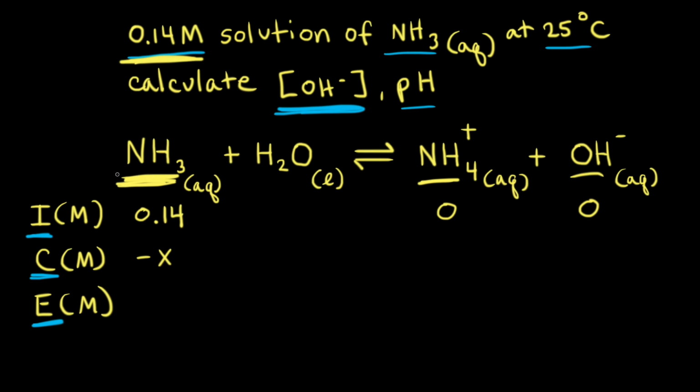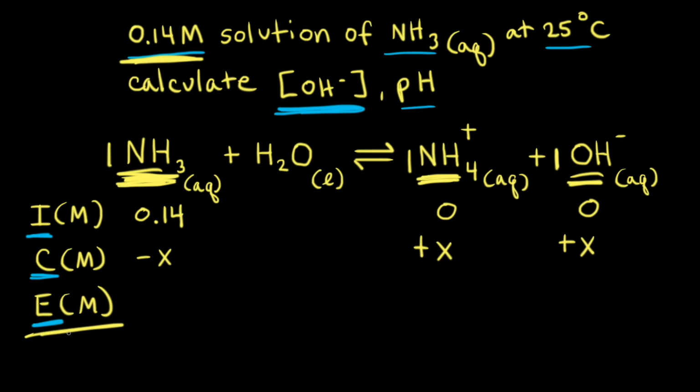When NH3 gains a proton, it turns into NH4+, and the mole ratio of ammonia to ammonium is 1:1. Therefore, if we write -X for ammonia, we must write +X for ammonium. And the hydroxide ion also has a 1 as a coefficient in the balanced equation. Therefore, it would also be +X in our ICE table.